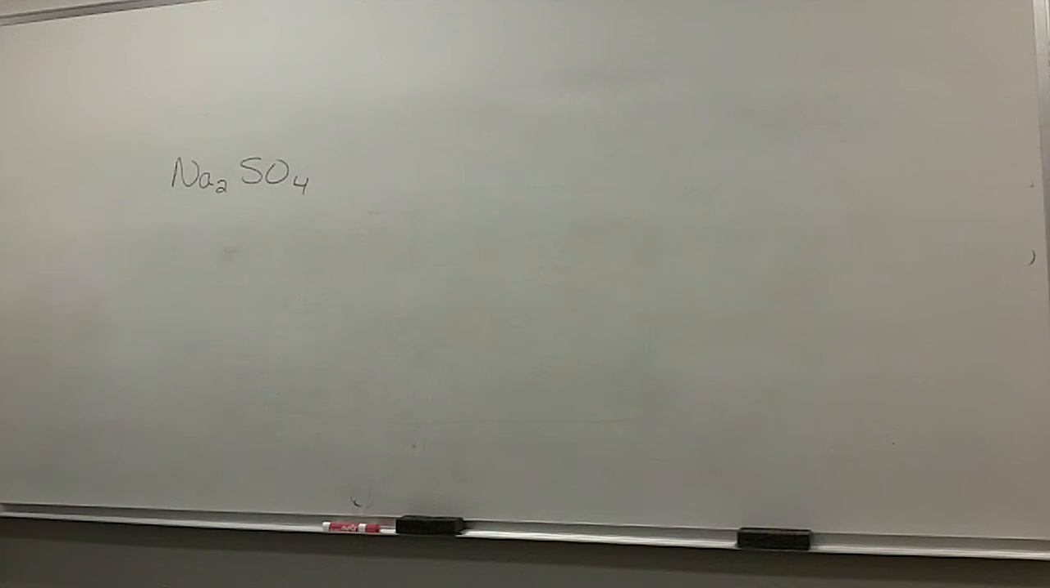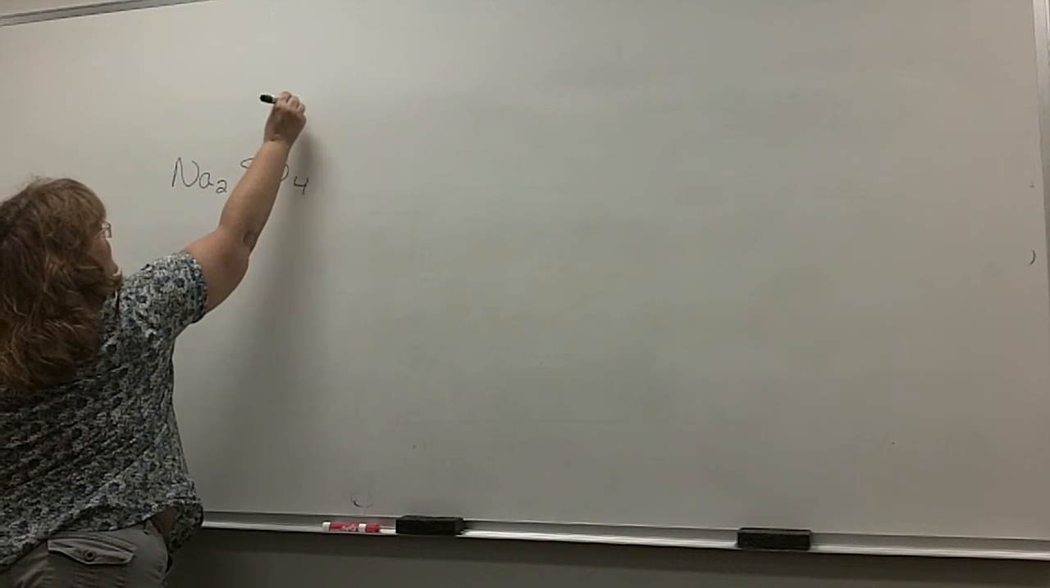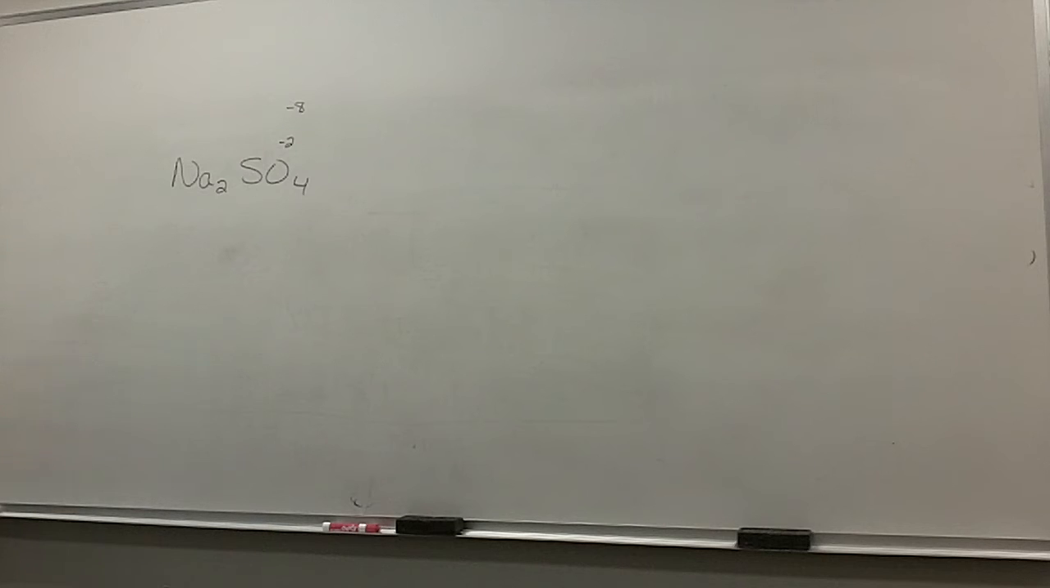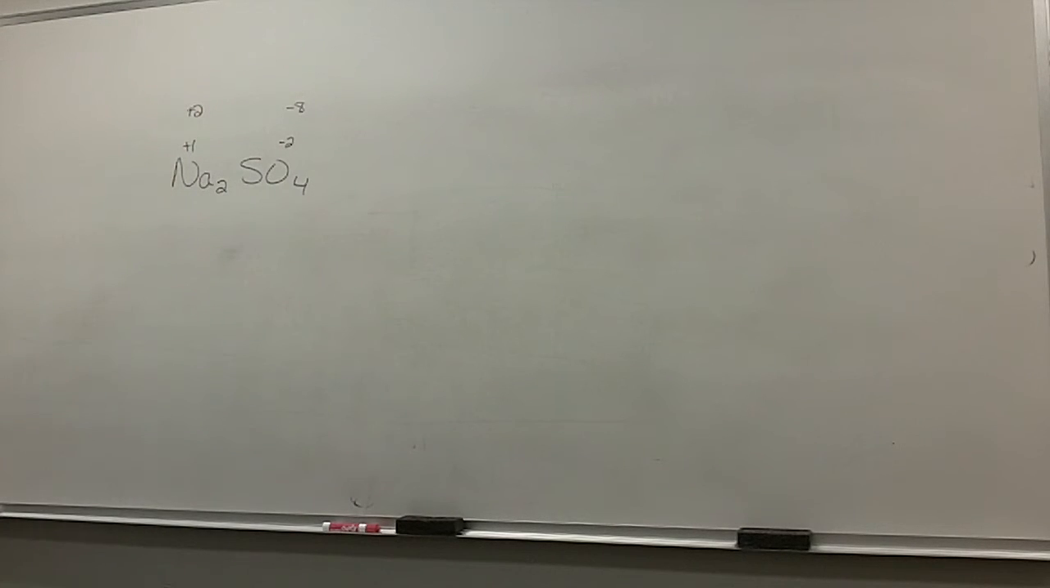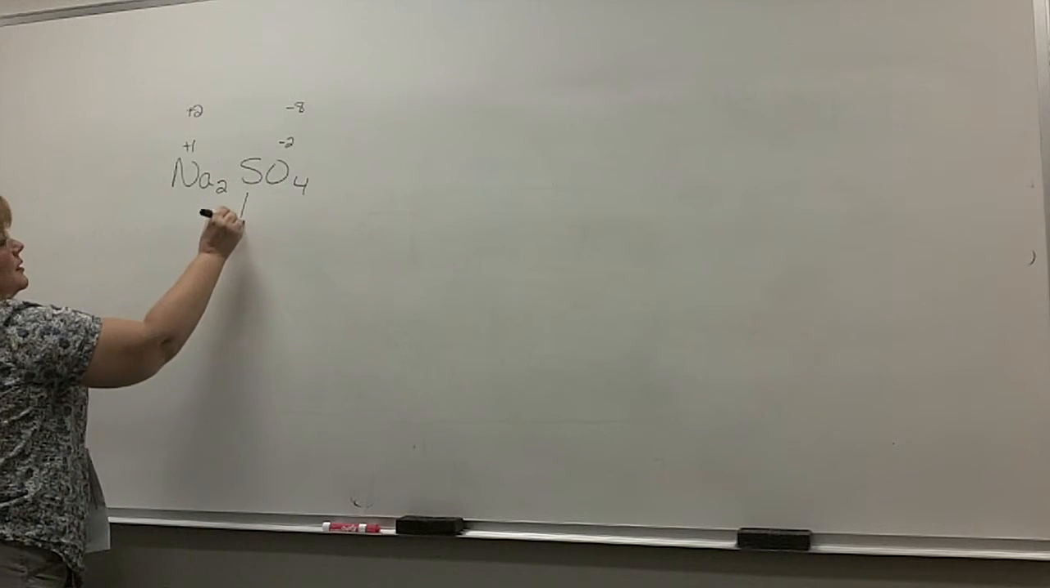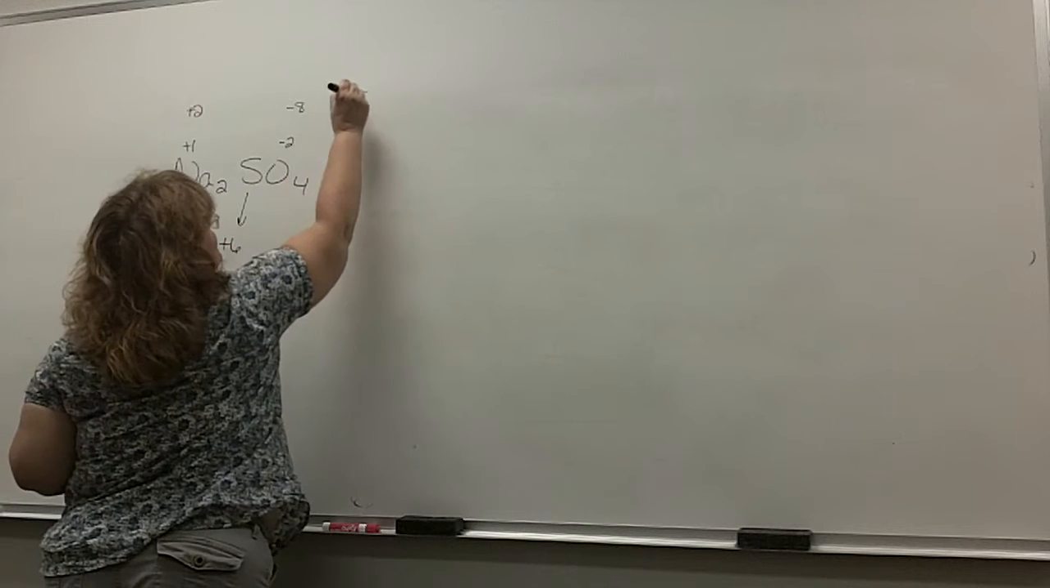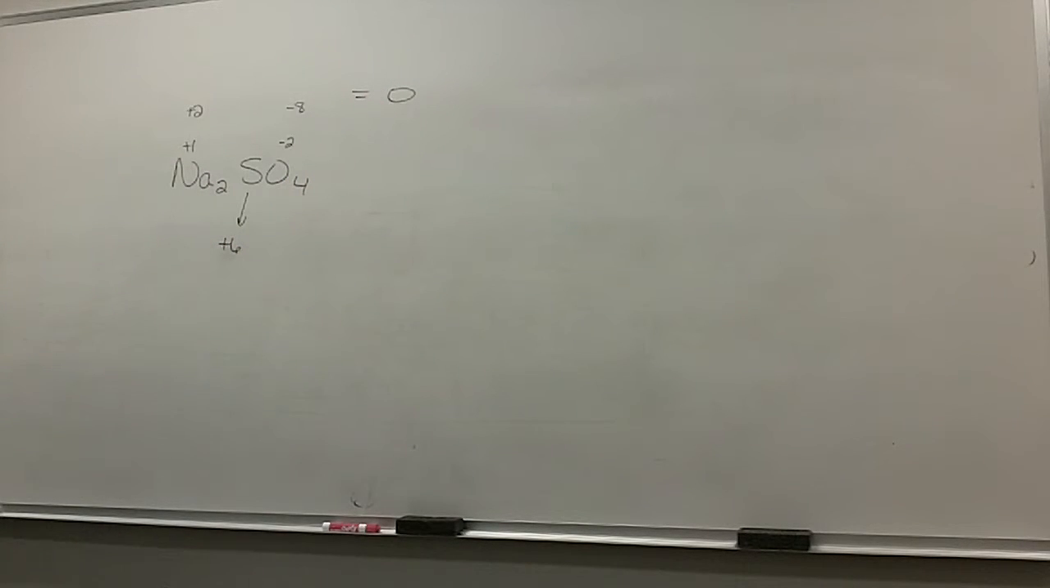It says to identify the oxidation state of each element in the compound. So we know that oxygen is always -2, and 4 times -2 is -8 here. Sodium, we know, is in group 1. Group 1, according to the rules, always has a +1 oxidation state, so it's +1 times 2, which is +2. So what does the sulfur have to be? It has to be +6, because we want all of our oxidation states to equal 0. Not so bad on that one?